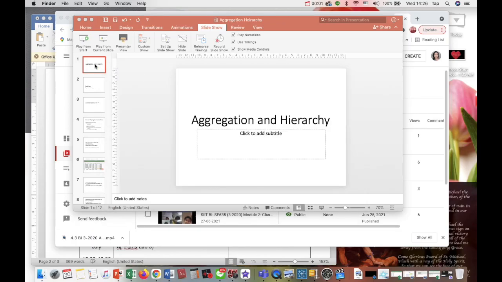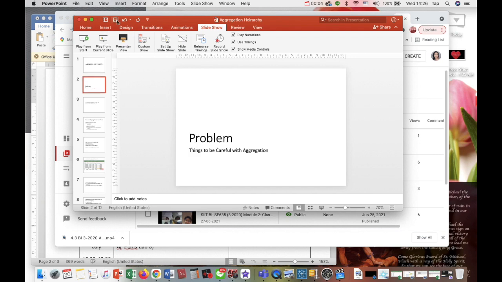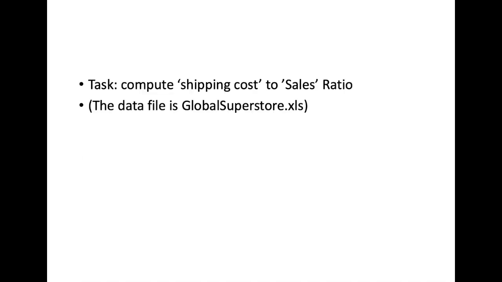Next is about problems with aggregation. There are some things that we have to be careful with when we do aggregation, because it can create problems. Notice that normally Tableau will do aggregation as the default. And the way that it does aggregation is it would just sum all the entries.